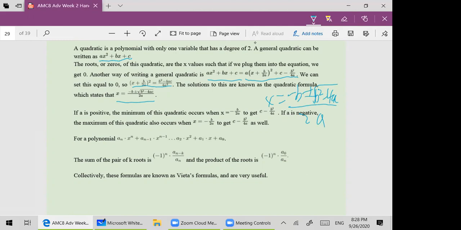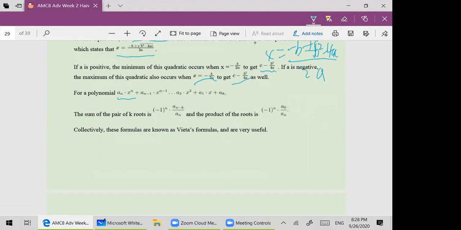If a is positive, then the minimum of this quadratic occurs when x equals negative b over 2a, and it equals c minus b squared over 4a. Now, if a is negative, the maximum of this quadratic occurs when x equals negative b over 2a, to get c minus b squared over 4a.